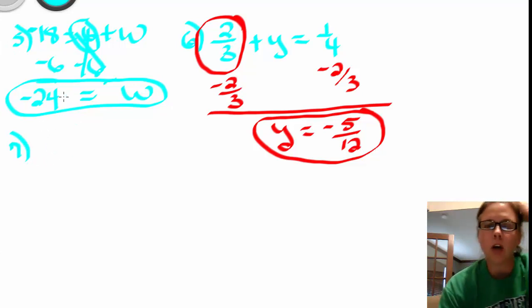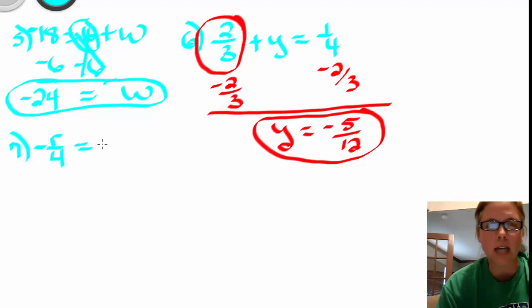Okay, so those are all the adding and subtracting examples. Now we're going to do some multiplication and division. Okay, so r divided by negative 4 is equal to negative 10.4. Now the key here is to remember that this negative can go with either one. I would just go ahead and put it with the 4.